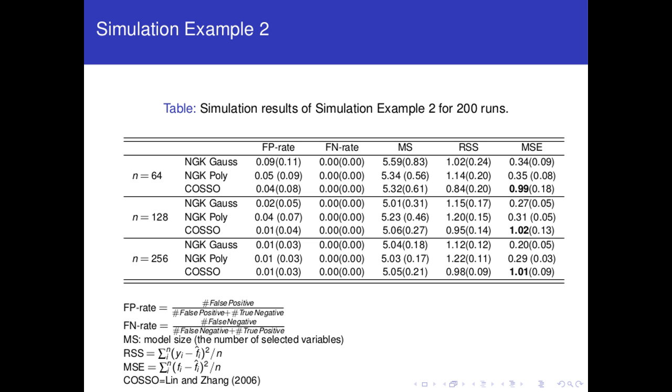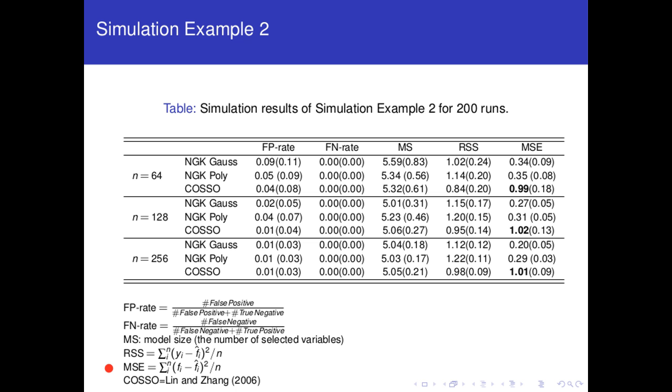So here is a table comparing our NGK approach with the COSSO approach. COSSO performed quite well in terms of variable selection, in terms of false positive, false negative, and model size, RSS. But we can see that COSSO has a large mean square error compared to our two approaches. Here, what is the mean square minimum is here. Mean square error is the sum of squares of the difference between true F and estimated F.